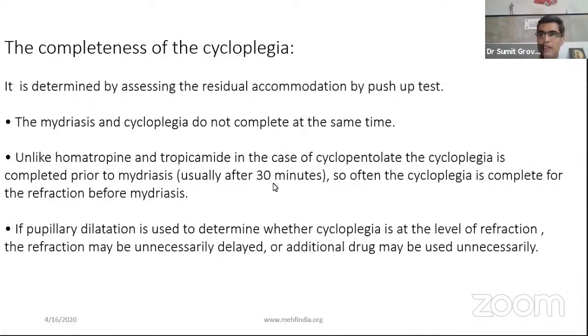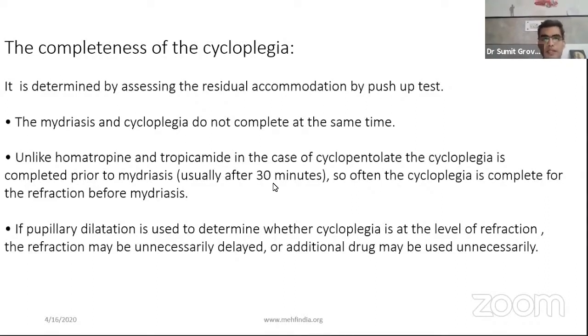But in practice, if we read the Borish book, which is the gold standard, it says that if you put cyclopentolate, you should start the cycloplegic refraction at least after 1 hour. So if the pupillary dilatation is used to determine whether the cycloplegia is at the level of refraction, the refraction may be unnecessarily delayed or additional drug may be used unnecessarily. There will be wastage of drugs. We'll just put the drugs again and again.